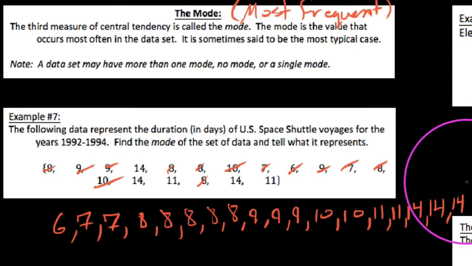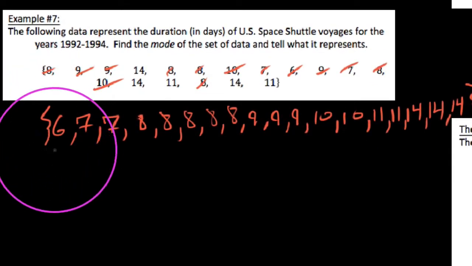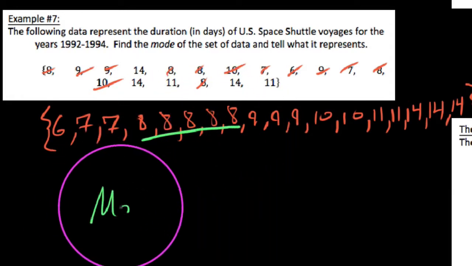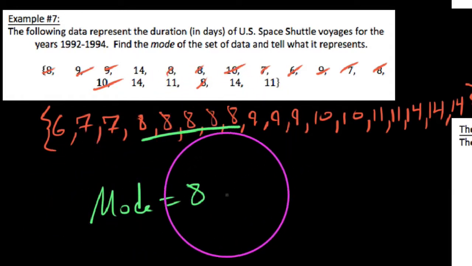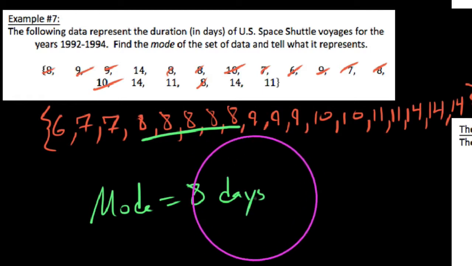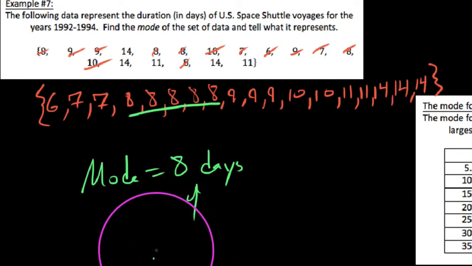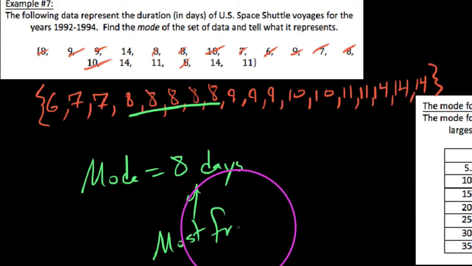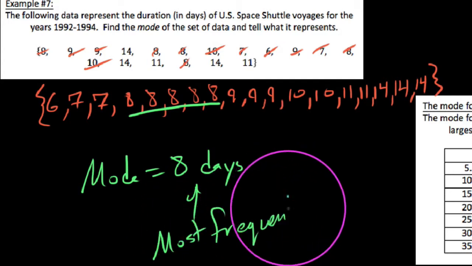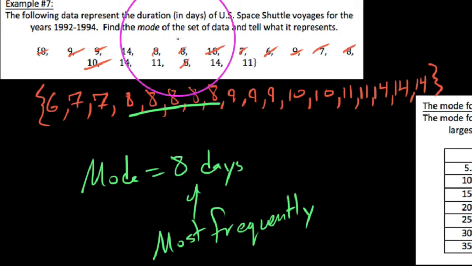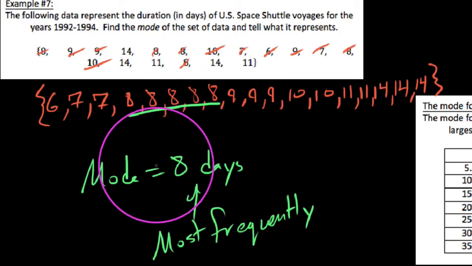But if we were to ask which one occurs the most frequently, we could see that we have five 8s here. So the mode is equal to 8 days. We have no abbreviation for mode; we just write the mode is 8 days. But we interpret this as the most frequently occurring case. If we were to go back now and find the median and the mean, you would see that they're actually very close to the mode.